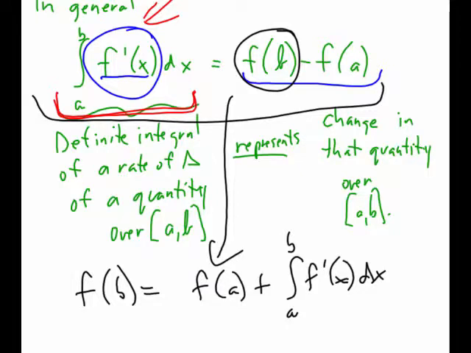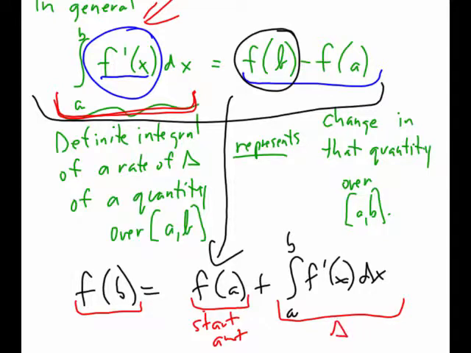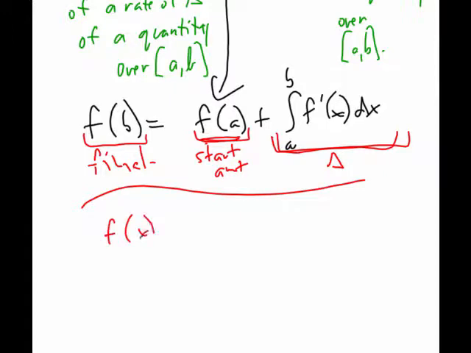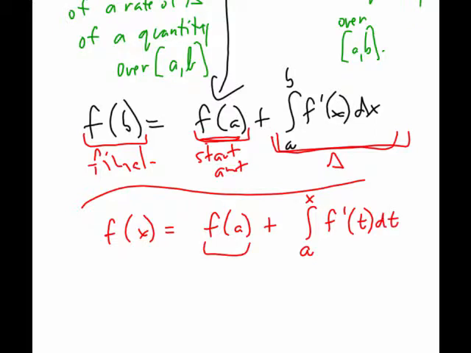And you might say, well, what's the use of that? F of b is our quantity at the end, if we think of f as the quantity of something. F of a is the starting amount. The definite integral is the change. So if you think of the starting amount plus the change, you're going to get the final amount. And if you want to take that just one step further, f of x is equal to our starting point, f of a, plus the change from a to x of f prime, and I'm going to use t here to distinguish between t and x. So the starting point plus the change equals the value we're at.